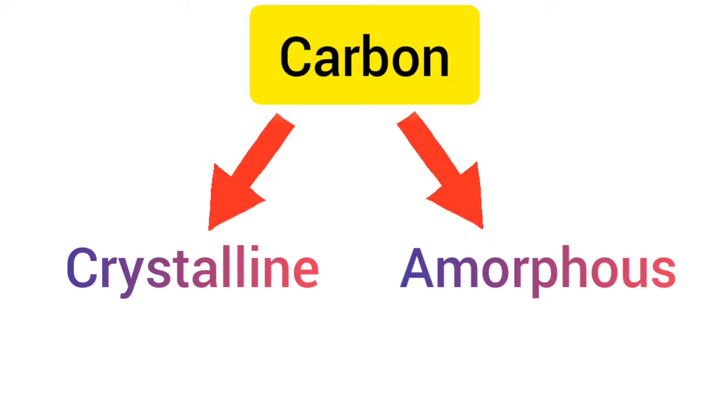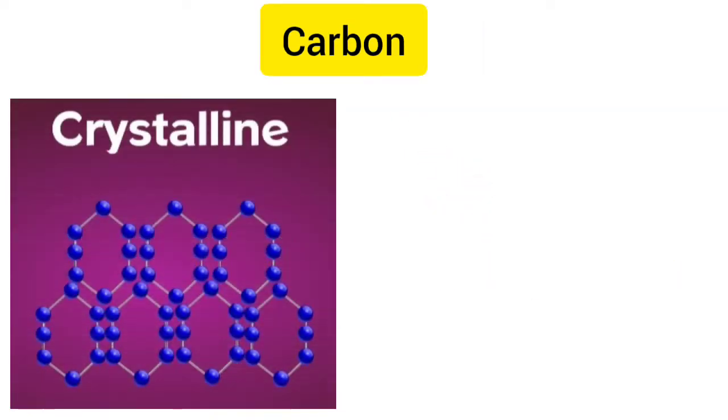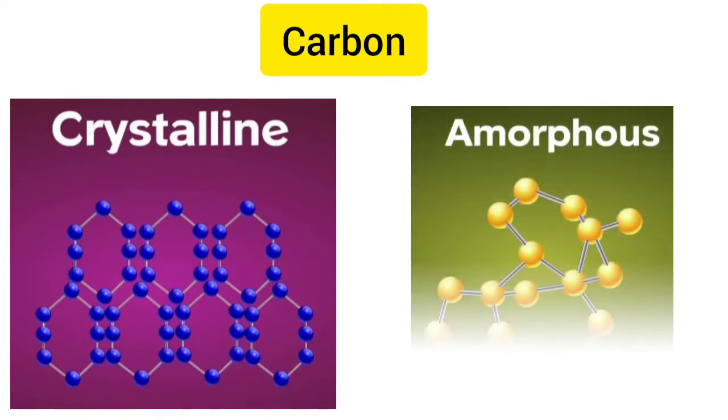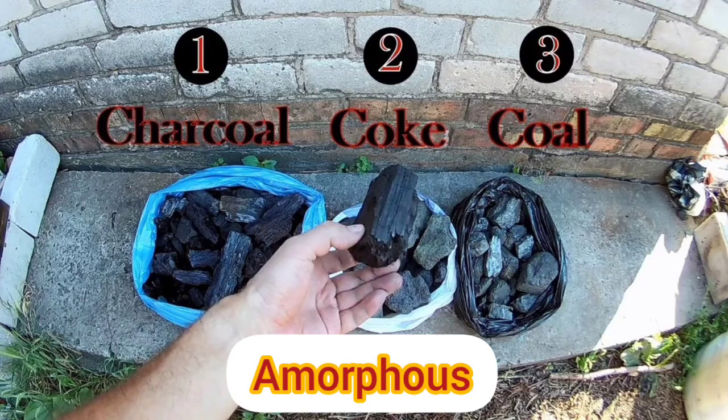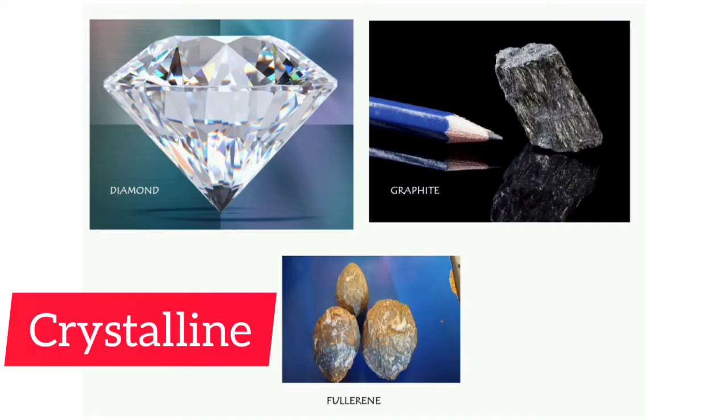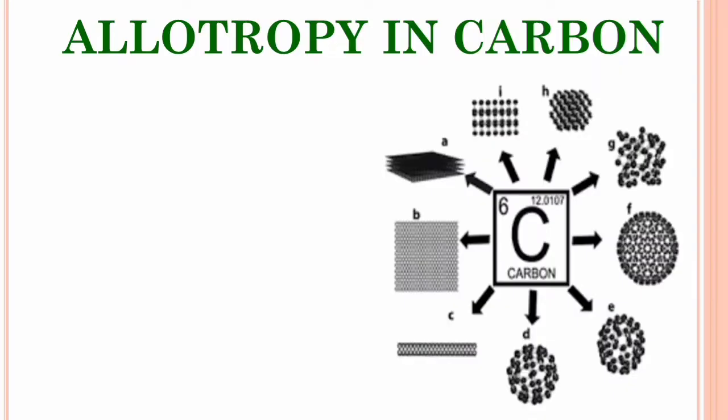In crystalline solids, the constituent particles are arranged in a definite order, but in amorphous solid, the constituent particles have no definite order of arrangement. Coal, coke and charcoal are amorphous form of carbon, whereas graphite, diamond and fullerene are crystalline form of carbon. Both these forms are called allotropes of carbon. So let's now understand what is allotropy and what are the different allotropes of carbon.